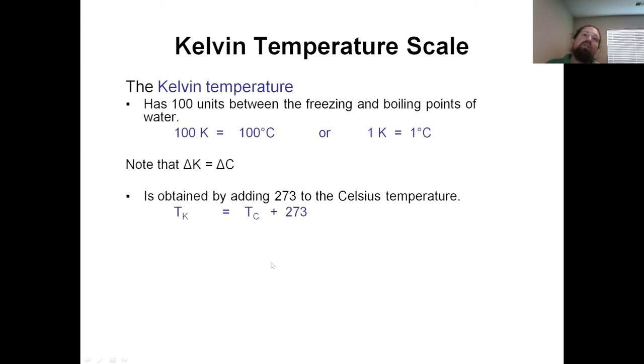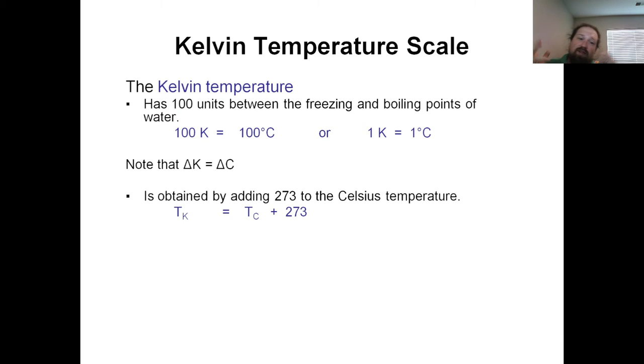The conversion between Celsius and Kelvin is a lot more straightforward. If you have Celsius, you literally just add 273 to it, and that will give you Kelvin. Subsequently, if you have Kelvin and want Celsius, you can subtract 273 from the Kelvin to get Celsius. Some things to note.